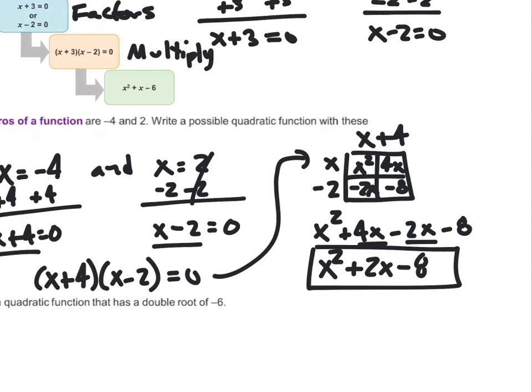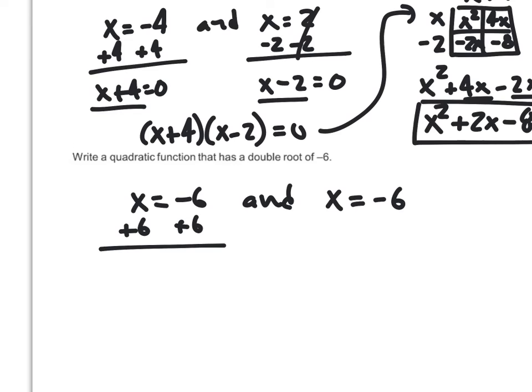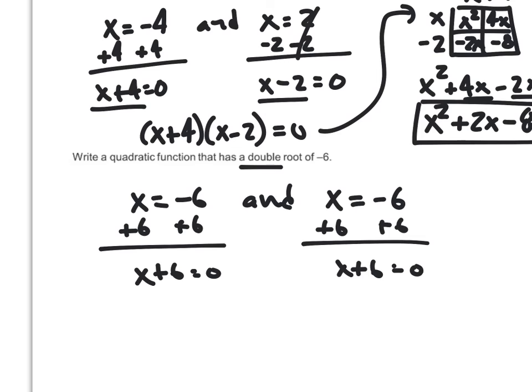All right, now let's do this. It says write a quadratic function that has a double root of negative 6. So a double root of negative 6 means I have x equals negative 6 and x equals negative 6. And so what I would do here is add 6 to both sides. I have 2 of them, a double root. And so I would get x plus 6 equals 0. So I would take x plus 6 and multiply it by x plus 6 equals 0.